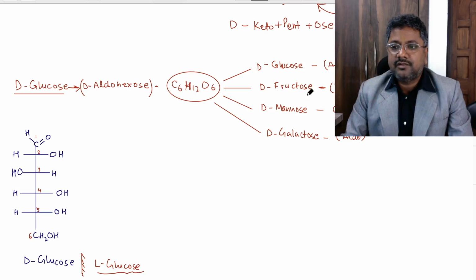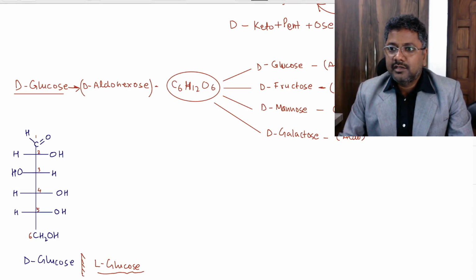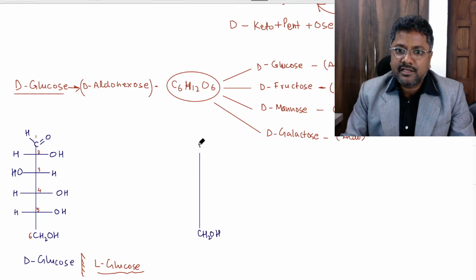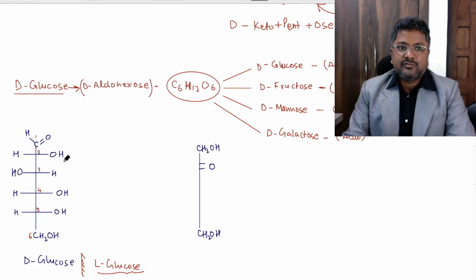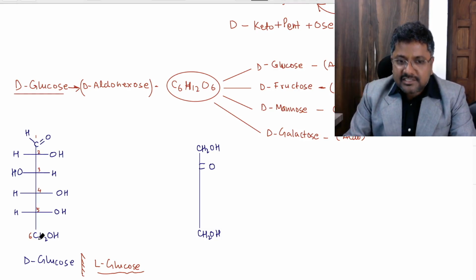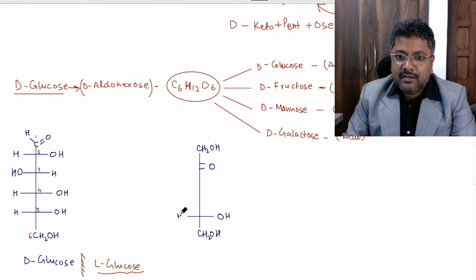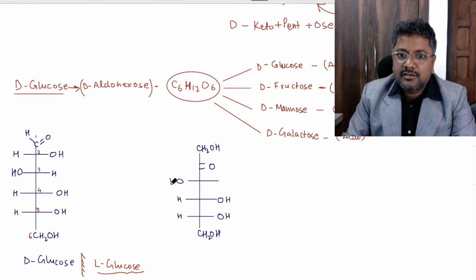How to draw the structure of D-fructose? Remember, this is a keto sugar. So do one thing. First, adjust the keto group. The keto group cannot be terminal. So CH2OH here, CH2OH here, and now the keto group is here. Now see this part, carbons 1 and 2. The rest of the part is the same for fructose. So if you have an idea about the structure of glucose, then you can very easily draw the structure of fructose. This is D-fructose.